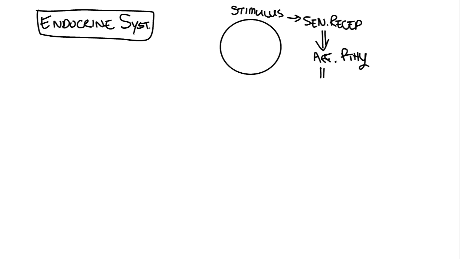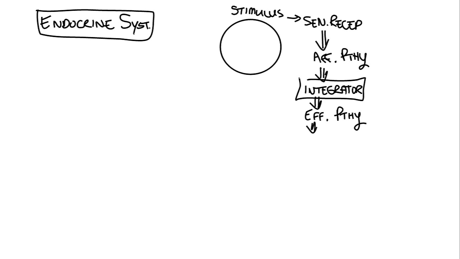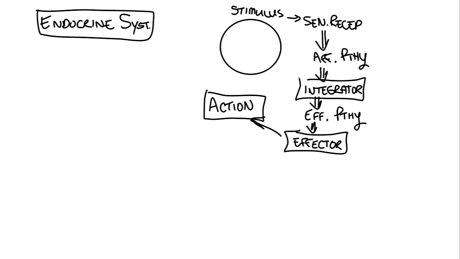That information was then taken to an integrator. And that integrator, if you remember, is the control center, the brain or the spinal cord. Then that information was taken down another pathway called the efferent pathway or motor pathway, which is then finally processed at an effector. That effector could be a muscle cell or it could be just another neuron. And then it causes some sort of action. Okay, so this should be fairly familiar to you.